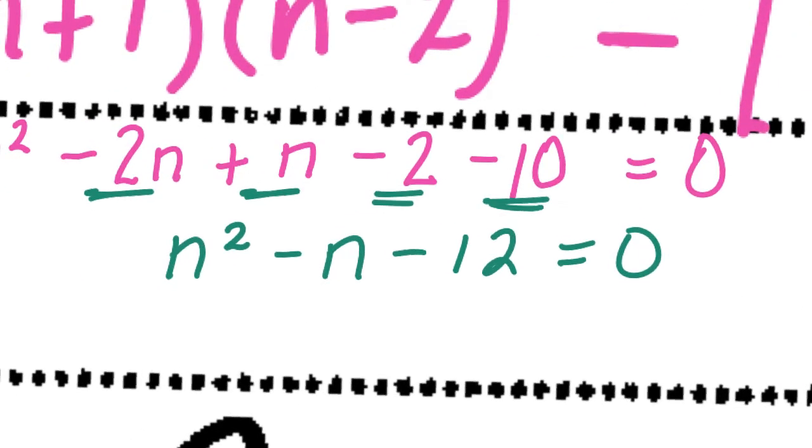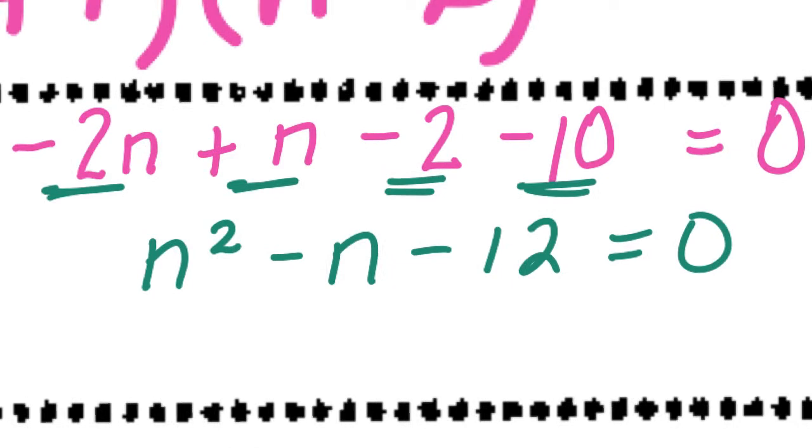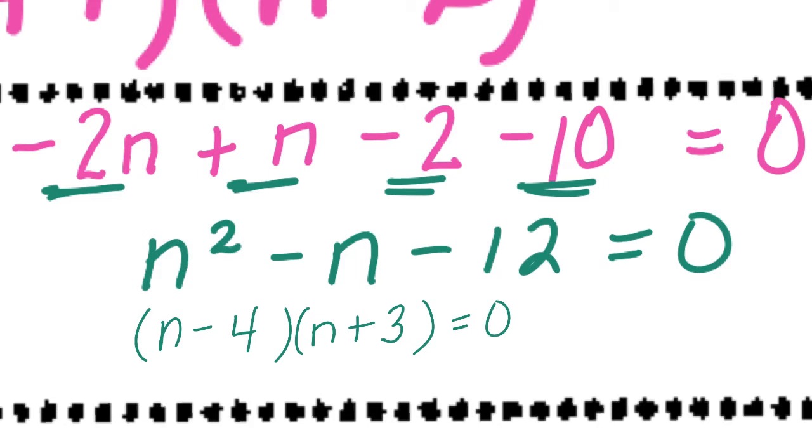And you guys are total rock stars on factoring. So what are the factors of negative 12 that add up to be negative 1? Good. (n minus 4)(n plus 3). So we're going to set each of these equal to 0. And when I add over, n is equal to 4, and n is equal to negative 3.